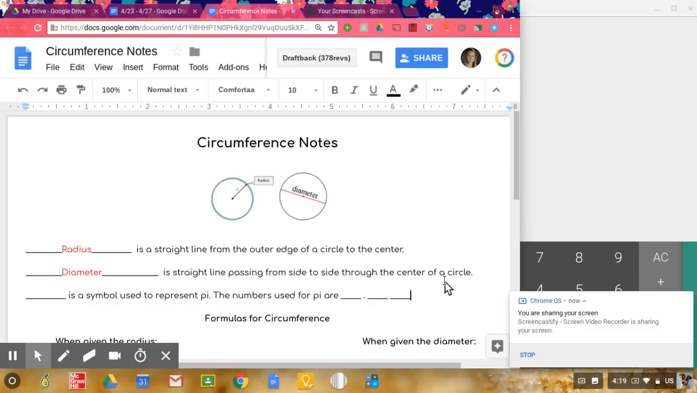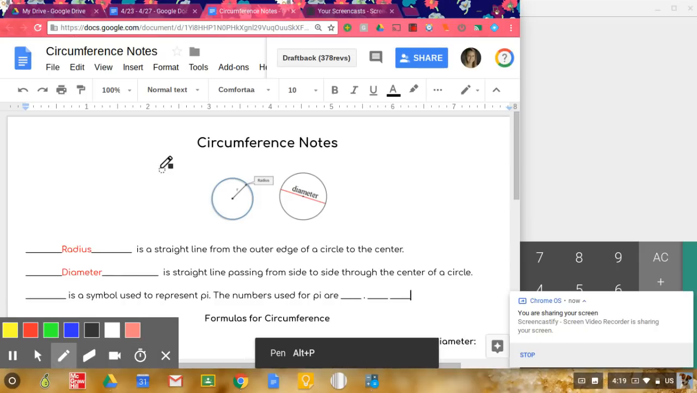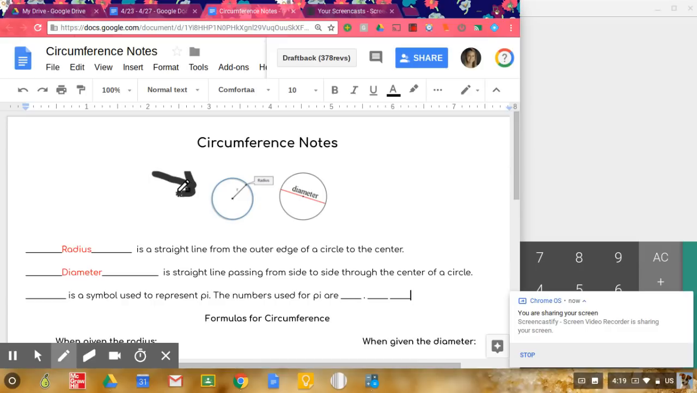A couple words you need to know are radius and diameter. Radius is a straight line from the outer edge to the center of the circle. So radius is what this is right here. It's what's halfway. And then diameter goes all the way across the circle. Diameter is a straight line passing from side to side through the center of a circle.